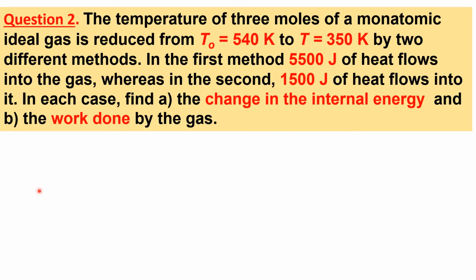We will now discuss question number 2. The temperature of 3 moles of a monatomic ideal gas is reduced from T naught equals 540 Kelvin to a final temperature T equals 350 Kelvin by two different methods. In the first method, 5,500 joules of heat flows into the gas, whereas in the second method, 1,500 joules of heat flows into it. Now, in each case, we are to find letter A, the change in the internal energy, and letter B, the work done by the gas.